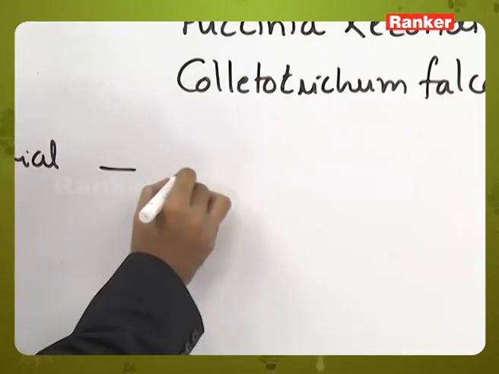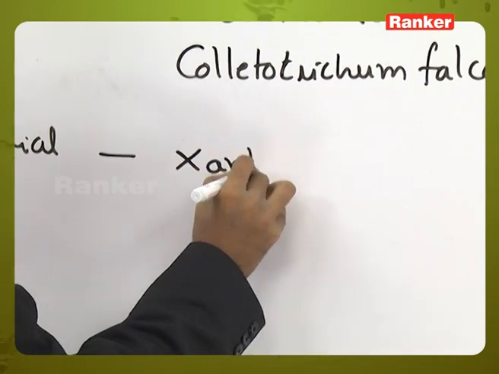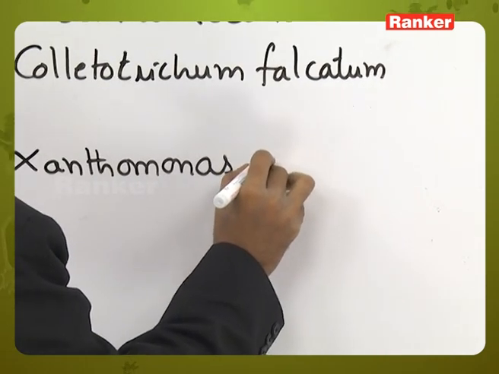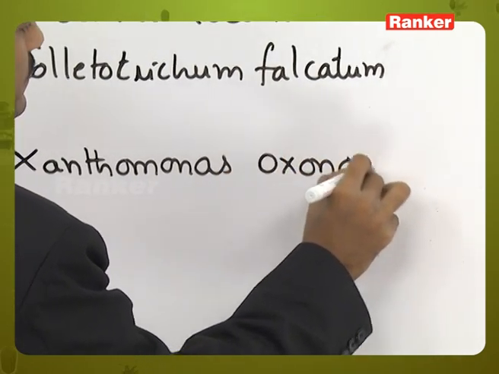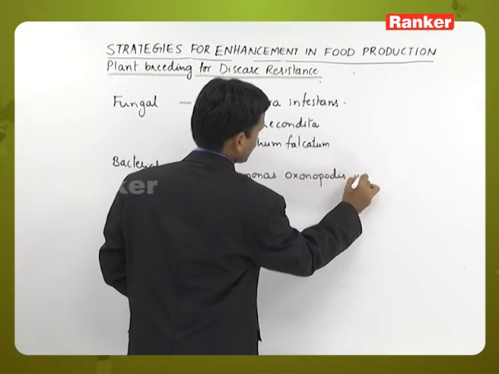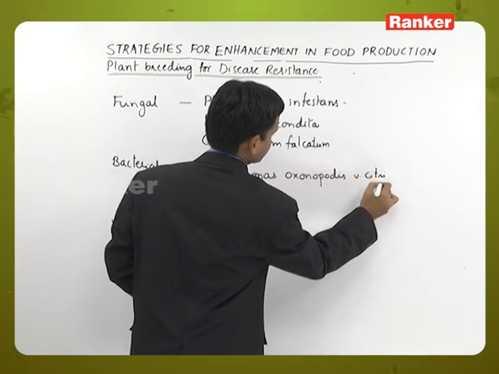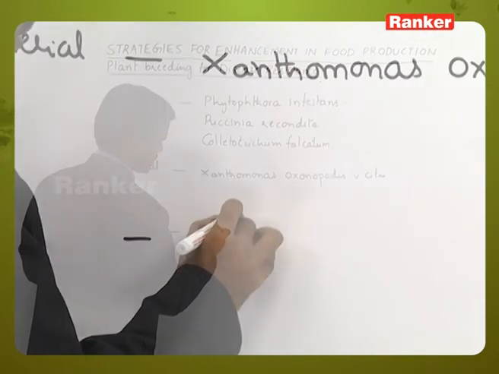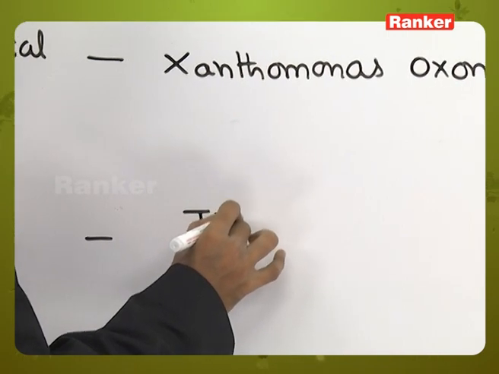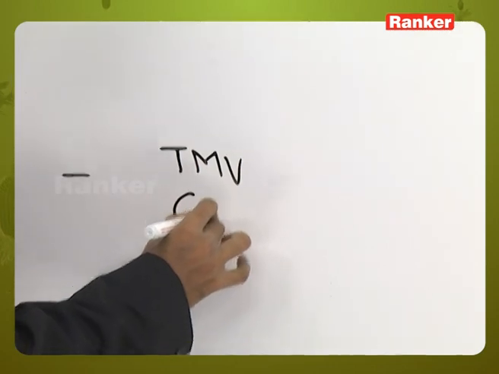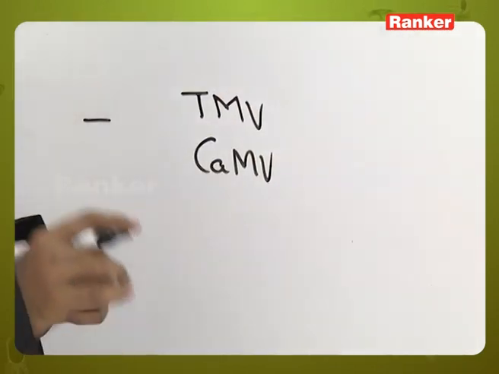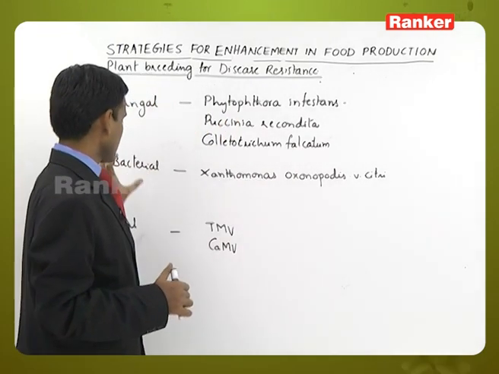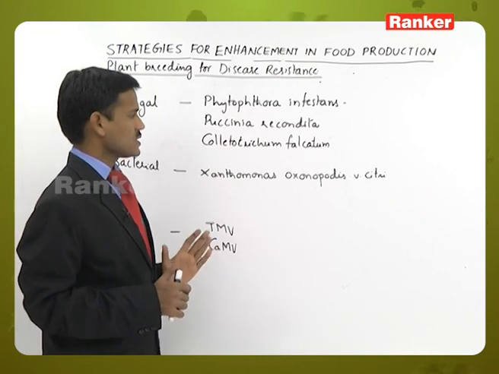Bacterial pathogens include Xanthomonas campestris and Xanthomonas axonopodis pv. citri. Viral pathogens include tobacco mosaic virus and cauliflower mosaic virus. So these are some viruses. Different pathogens, fungal, bacterial and viral, are causing the diseases.